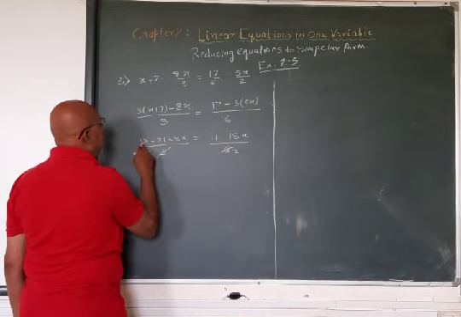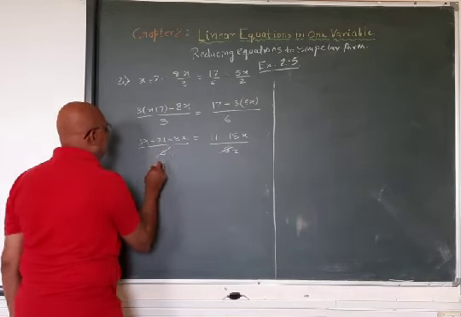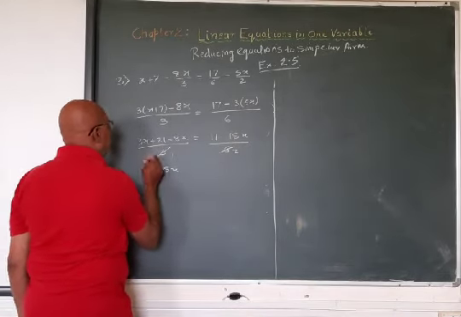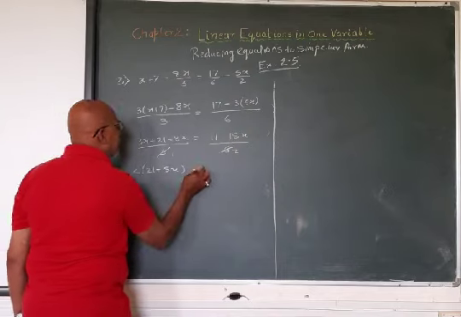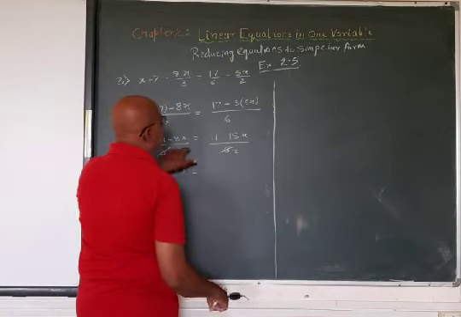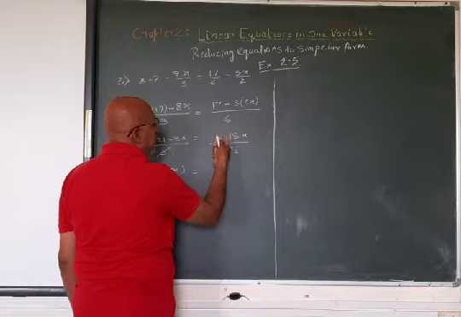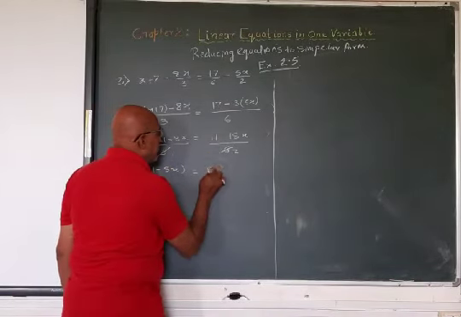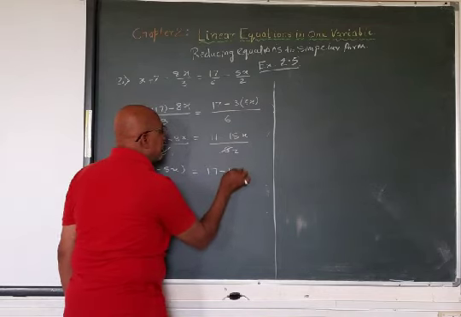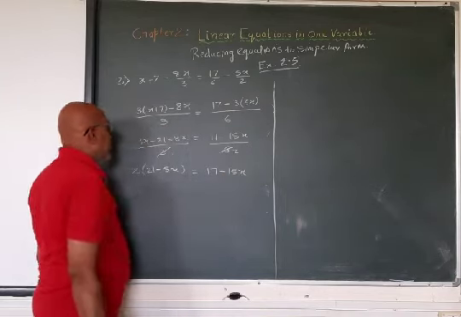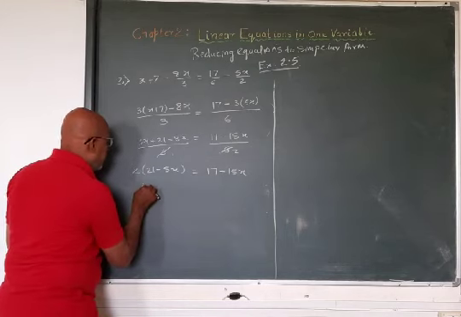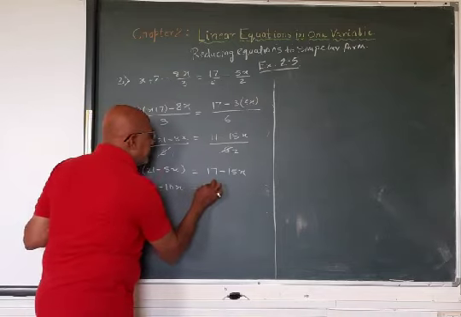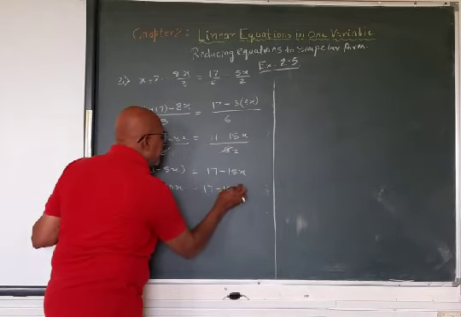So 8 minus 3 is 5, so minus 5x it will become. So 21 minus 5x, multiplied by this 2, will be equal to... Here 1 is there, so no need of multiplication because when we multiply by 1 it remains the same. So it will be 17 minus 15x. Now what we get here? 42 minus 10x will be equal to 17 minus 15x.